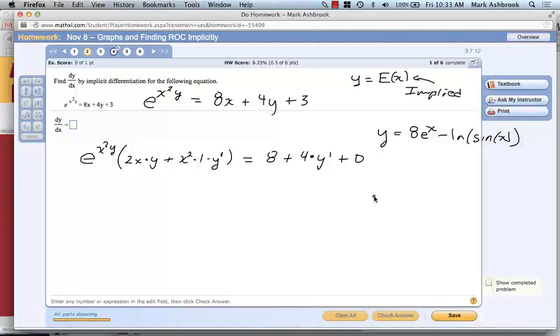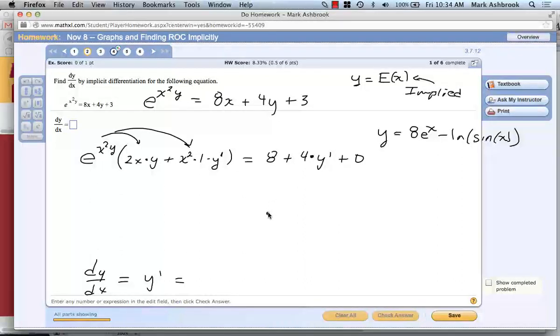But now what we need in the end is to find what the rate of change of y with respect to x equals. So what was our strategy for that? Get every term that has a y prime to the left and every term that doesn't have a y prime to the right. So we actually have 2 terms here, so we're going to have to distribute first.